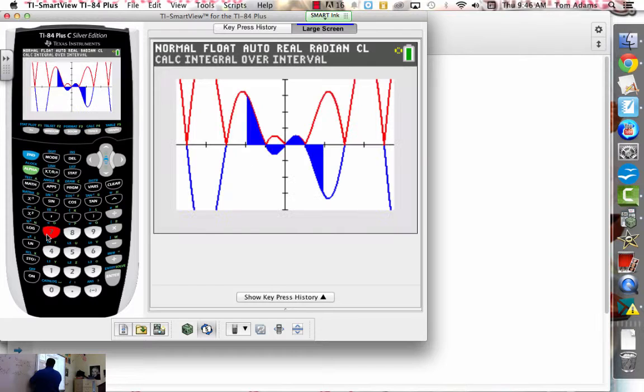Let's do number 7. Let me choose the right function. All right, now negative 3 to 3. And now it'll shade the stuff on the top instead of the bottom, and the whole thing will be positive.